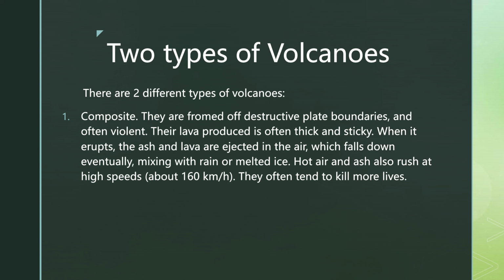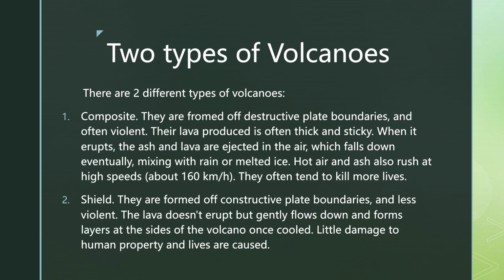They mix together, and that is called a lahar. And hot air and ash will also rush at high speed around the area at about 160 kilometers per hour. These volcanoes kill loads of lives, and I would recommend you avoid them. Although in the next lesson we'll explain why people would like to live near a volcano.